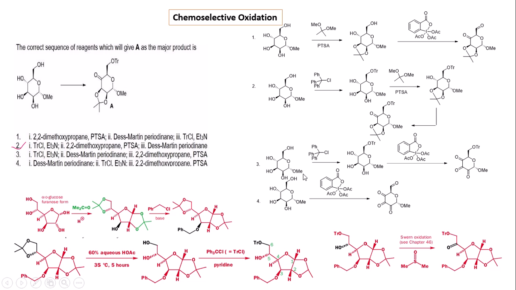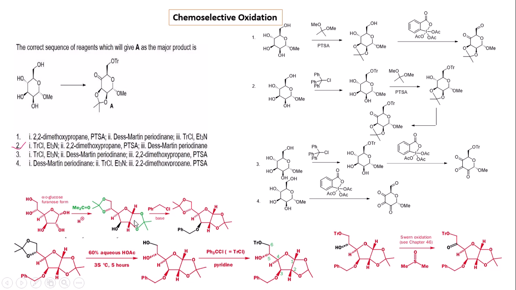In the third option there is only trimethylsilyl chloride, which protects only the primary alcohol group, and the other hydroxyls remain intact, and there is a possibility to give the carbonyl compound in the presence of Dess-Martin periodinane. Here no protection of the cis diol is present, so this option is also wrong. So option 2 is correct.